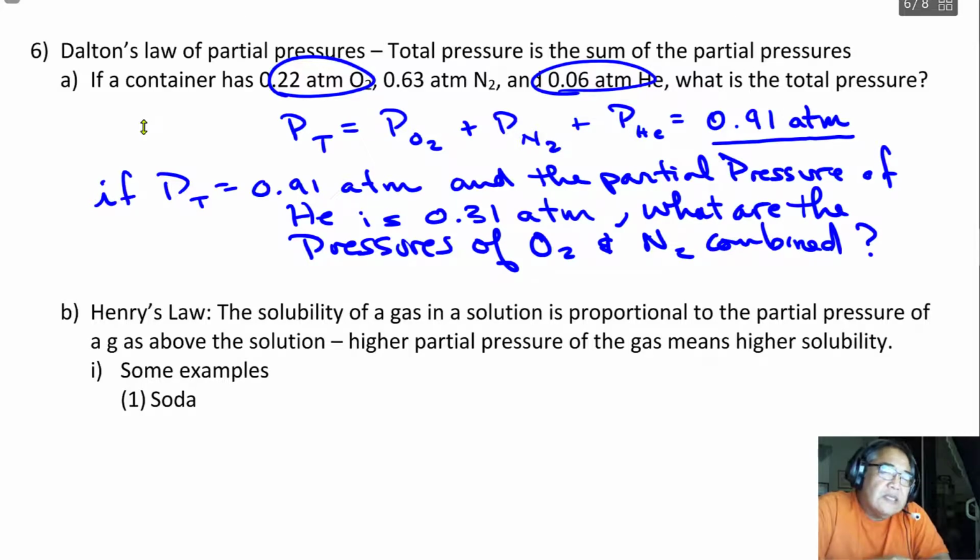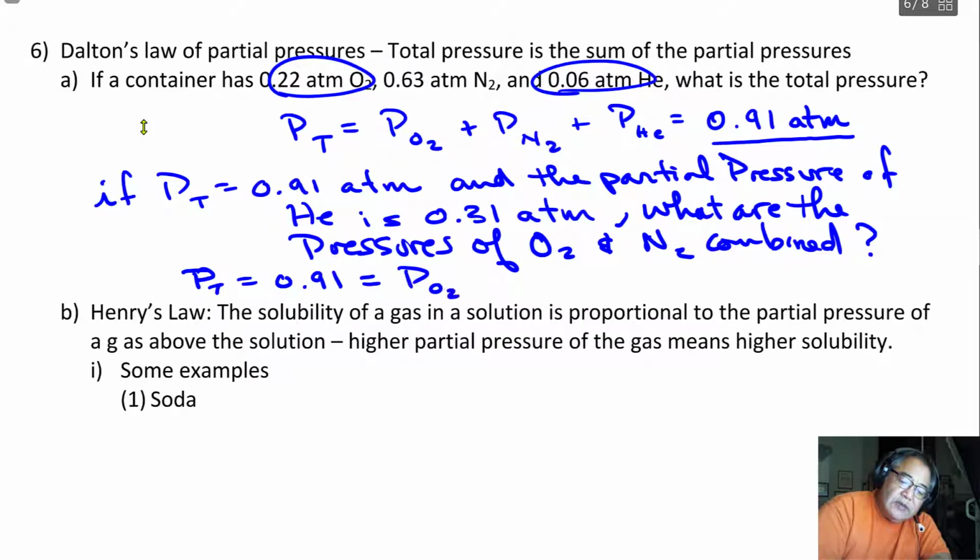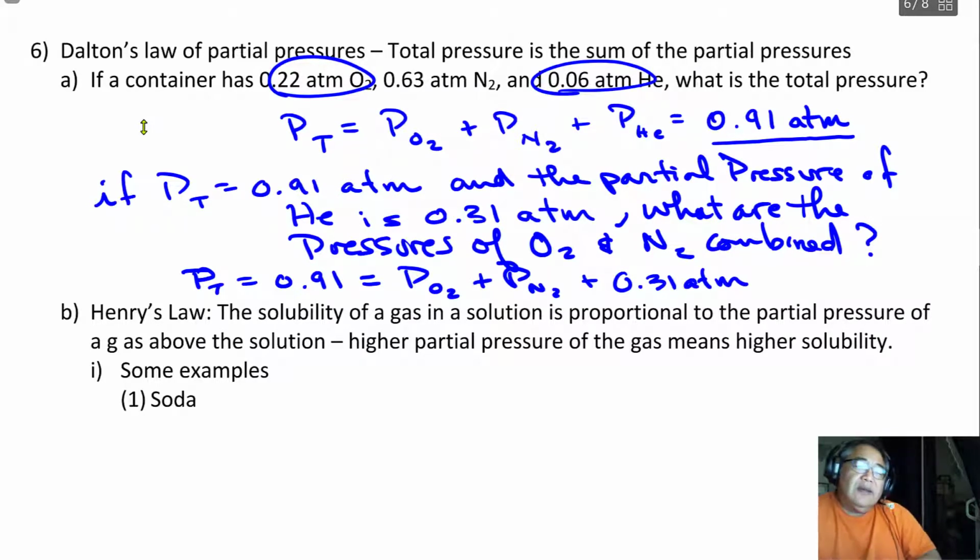Okay, so this is the kind of question you might expect to see on a test for partial pressures, right? I know the total pressure is 0.91. So I know P total is 0.91. That's going to be equal to the pressure of oxygen plus the pressure of nitrogen plus the pressure of the helium again, it's the same equation, but that's going to be 0.31 atmospheres. So if I want to calculate the pressure of oxygen and nitrogen combined, I subtract 0.31 from 0.91.